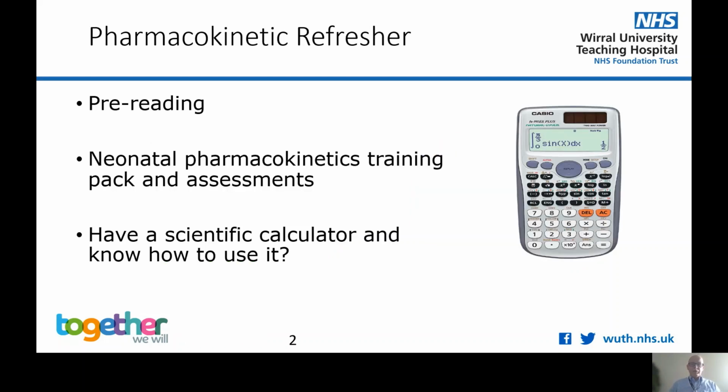So pre-reading, I'd advise you go back to your undergraduate teaching, look at your clinical pharmacokinetic sessions, pick up a clinical pharmacokinetic textbook, get access to the neonatal pharmacokinetic training packs and assessments, which cover both gentamicin and vancomycin.